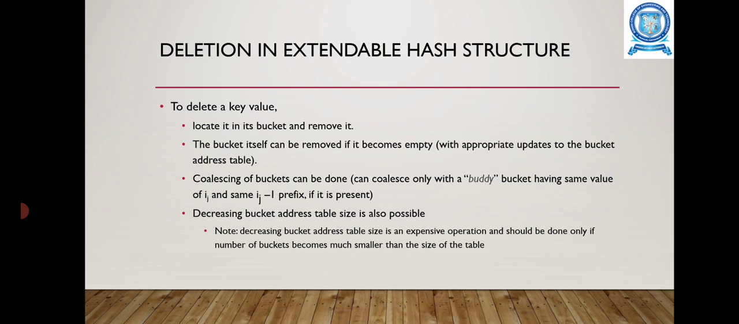Next, deletion. Deletion in the extendable hash structure is similar to insertion. To delete a key value, locate it in the bucket and remove it. The bucket itself can be removed if it becomes empty. Coalescing of buckets can be done only with the buddy bucket having the same value of ij and the same ij minus 1 prefix.